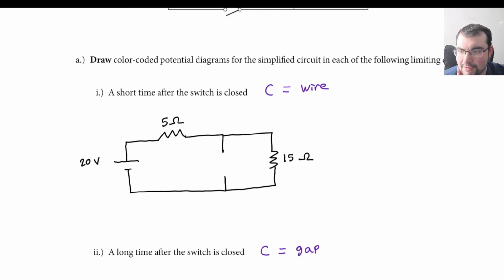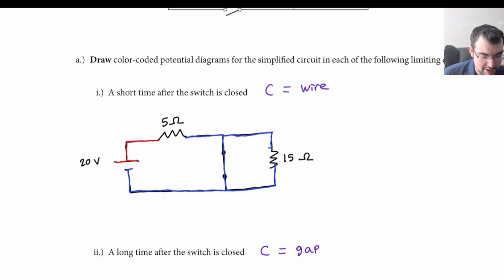All right, short time after the switch is closed. What does that mean? Well, C is a wire. So if C is a wire, that means you can't drop any potential across it. So let's draw our picture. Positive, that's my high potential. I hit a resistor, so I stop. Then for my low potential, my 0 point, I explore all the possible paths. So I reach a boundary this way. So again, we say the potential explores all the paths until it's encountered every single roadblock. There's a roadblock, explores all paths.